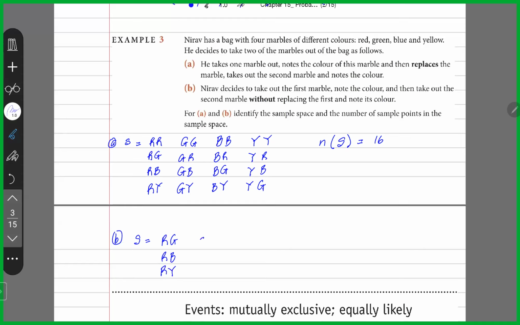You could get green, red, green, blue, and green, yellow. You could get blue, red, blue, green, and blue, yellow. You could get yellow, red, yellow, blue, and yellow, green. So the number of elements in the sample space, or the number of outcomes or sample points, is 12.